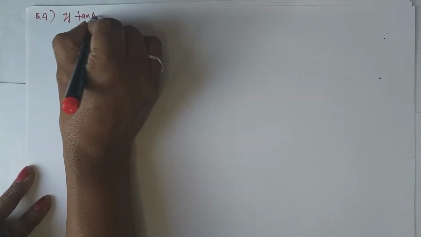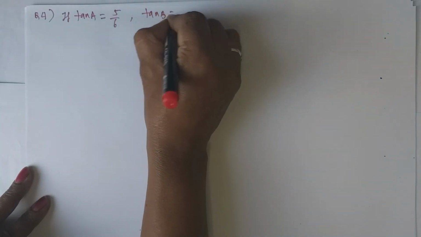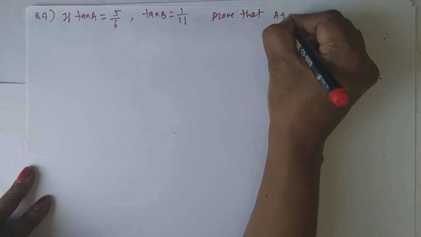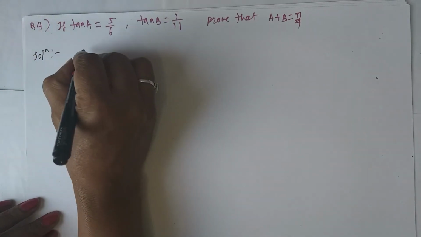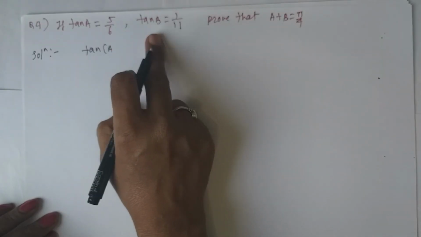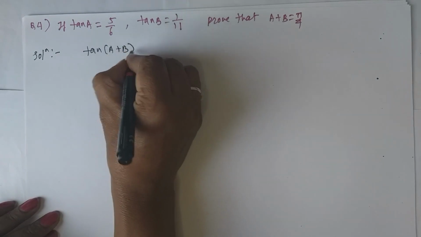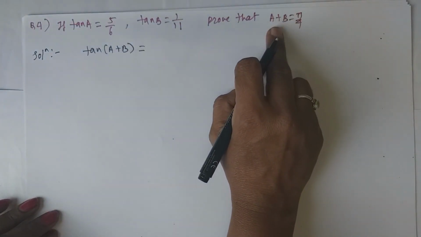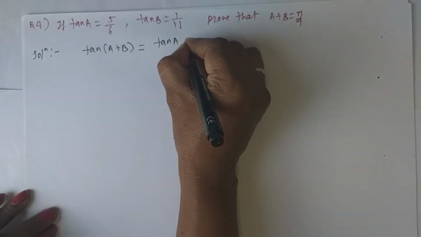Okay. Let's see the last problem from the exercise. That is question 4. If tan A is equal to 5/6 and tan B is equal to 1/11, prove that A+B is equal to pi/4. In the solution, you write down the formula for tan(A+B). Here we have to find the angle A+B. Tan A and tan B are given and here we have to find A+B. Therefore use the formula of tan(A+B). If A minus B is given, then use the formula of A minus B. Okay. As A plus B is given, we are using the formula of tan(A+B).